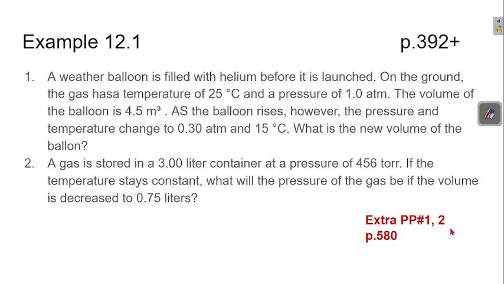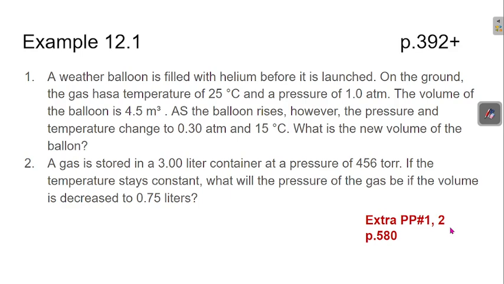It has 2 sections. Section 1: a weather balloon is filled with helium before it's launched. On the ground, the gas has a temperature of 25 degrees Celsius and a pressure of 1.0 atmospheres. The volume of the balloon is 4.5 cubic meters. As the balloon rises, the pressure and the temperature change, to 0.30 atmospheres and 15 degrees Celsius. What is the new volume of the balloon? So we're going to solve that first.